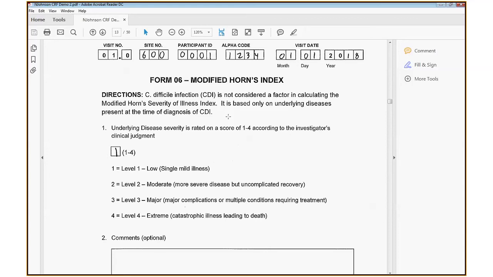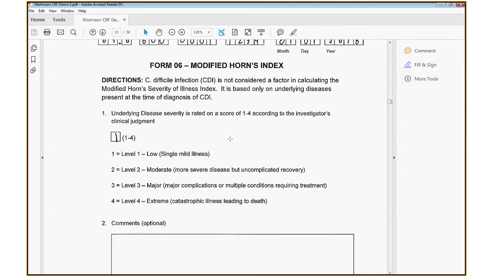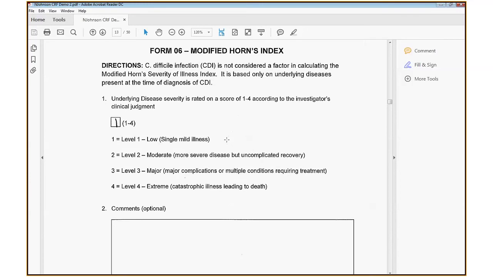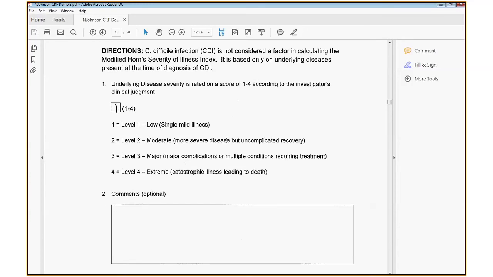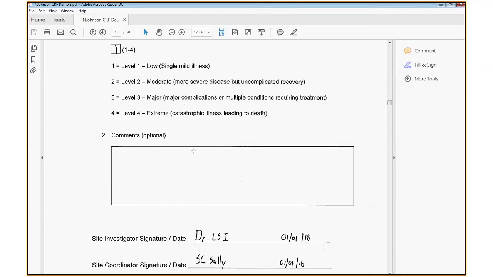Underlying disease severity is rated on a score of 1 to 4 according to the investigator's clinical judgment, where level 1 is a low single mild illness. Level 2 is moderate, more severe diseases and uncomplicated recovery. Level 3, major complications or multiple conditions requiring treatment. And level 4, extreme, catastrophic illness, ultimately expected to lead towards death. Comments can also be put here to give any information that might be relevant or justification.